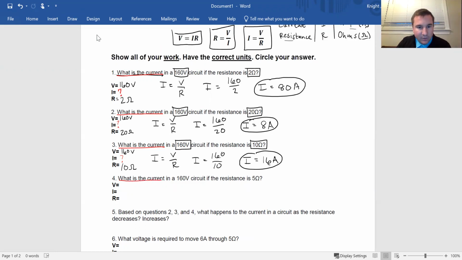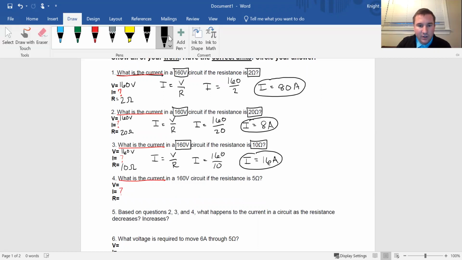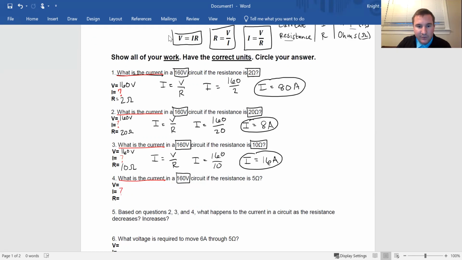And last but not least for this little section, then we'll get an extra question here. What is current? 160 volt circuit. So there's my voltage, resistance of 5. So 160 and 5. And we solve again for I. I equals V over R. I equals 160 divided by 5. And 160 divided by 5 is 32.